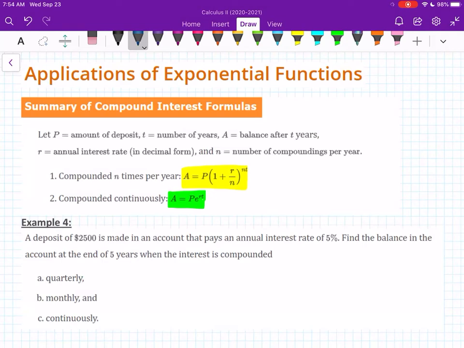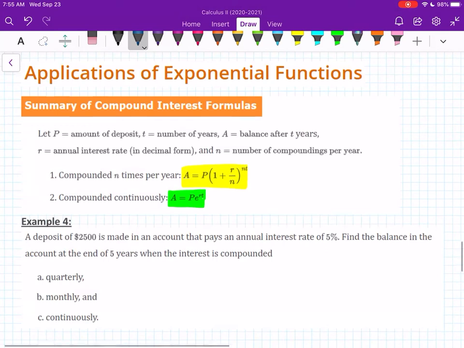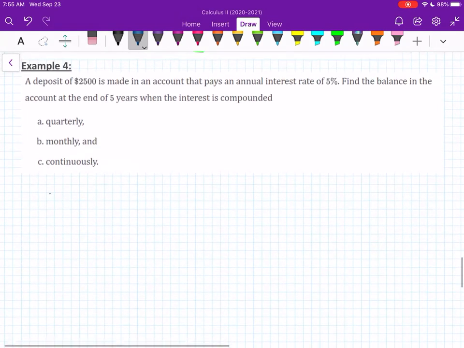Fantastic. Okay, example 4. A deposit of $2,500 is made into an account that pays an annual rate of 5%. Find the balance in the account at the end of 5 years when the interest is compounded, part A, quarterly, B, monthly, and part C, continuously. Fantastic. All right, so A, quarterly.